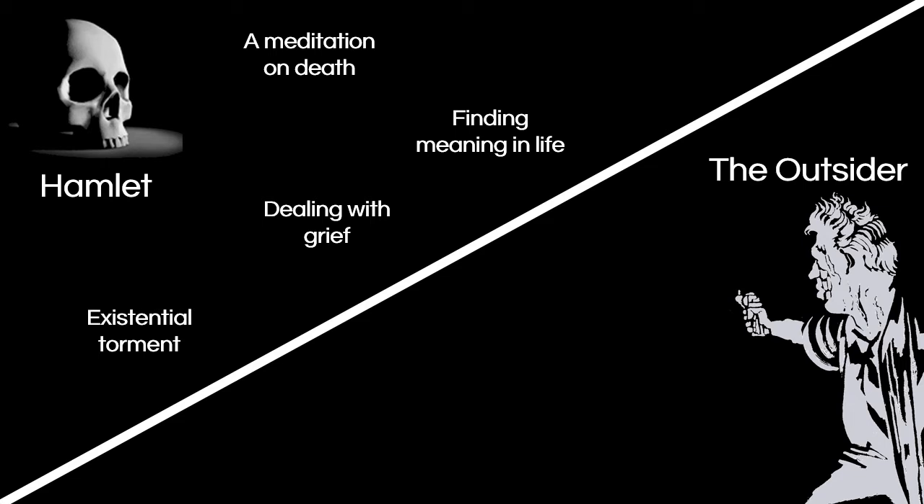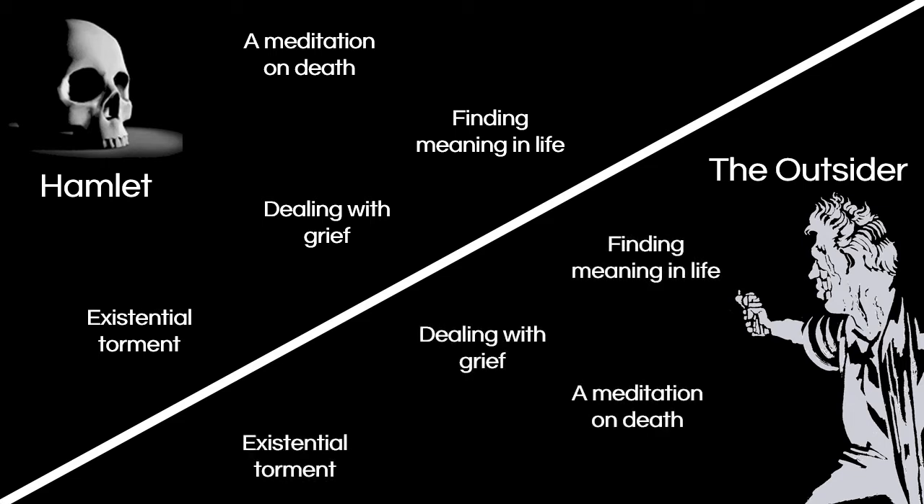Now, how can we compare this with The Outsider? How can we read it intertextually? The same ideas are found in The Outsider by Albert Camus. We can see it as a meditation on death, about finding meaning in life, about dealing with grief, about existential torment. We could consider the two and then read them together.